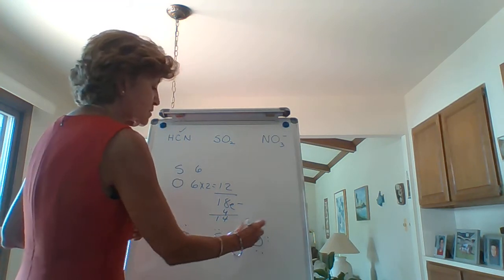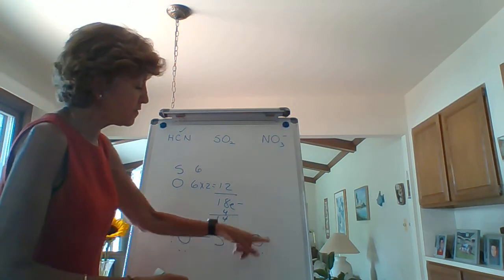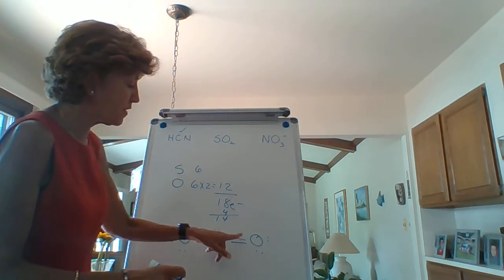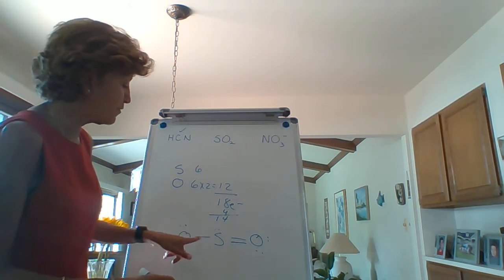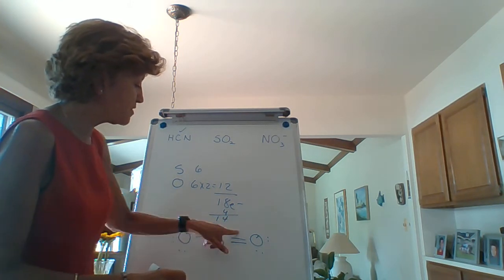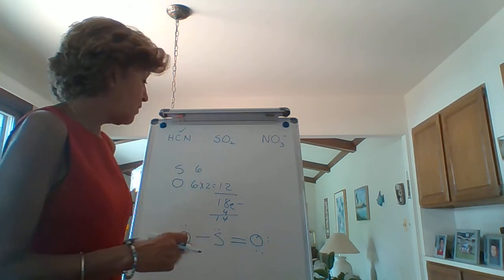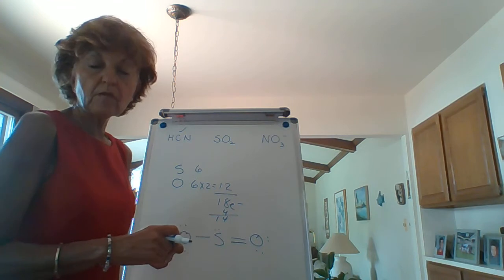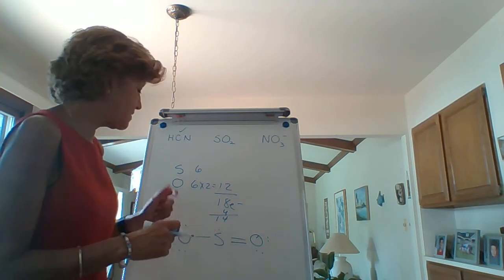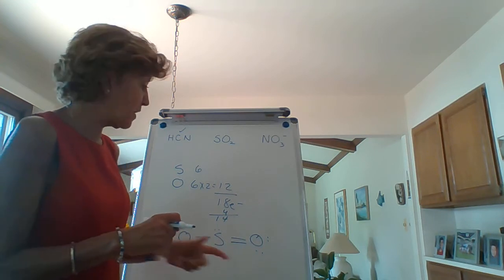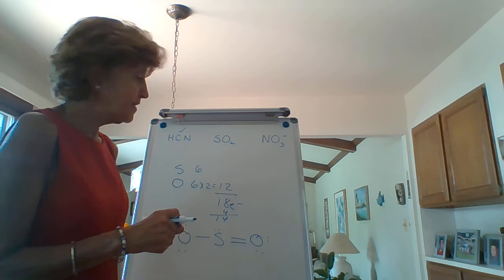So I just erased a pair. Here we go. So now this oxygen's got 2, 4, 6, 8. This oxygen's got 2, 4, 6, 8. This sulfur now has 2, 4, 6, 8. Octet rule fulfilled. You have 3 bonding pairs and 6 non-bonding pairs, or 6 lone pairs. Okay? All right, good.